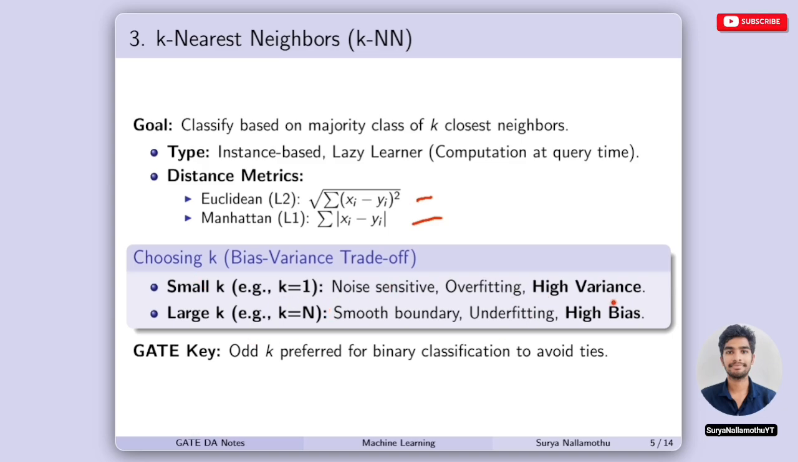For the overfitting condition, it becomes high variance. For the underfitting condition, it becomes high bias. So these are the vice versa conditions we have.